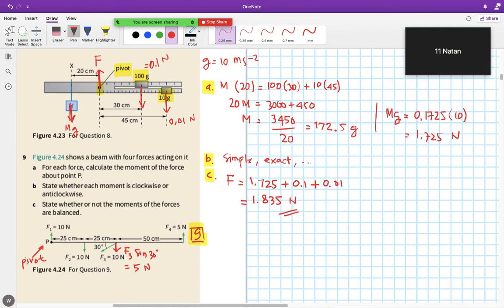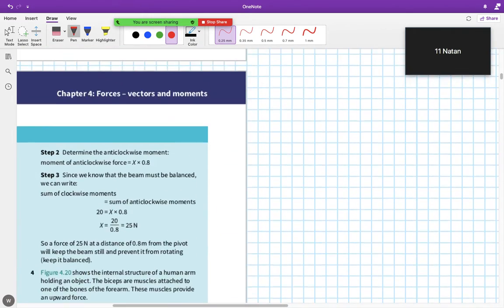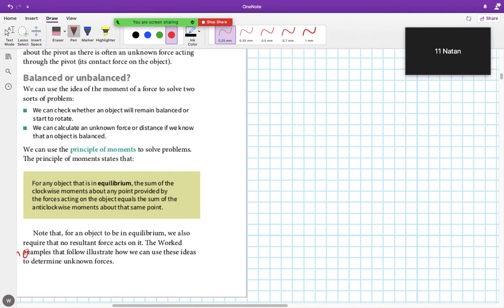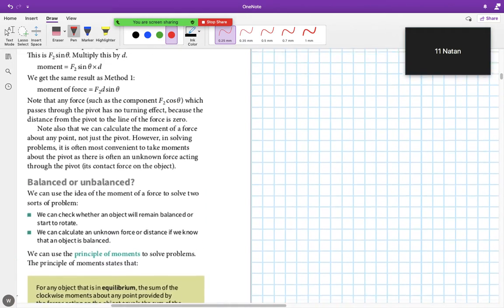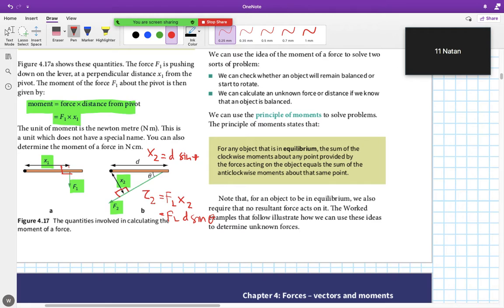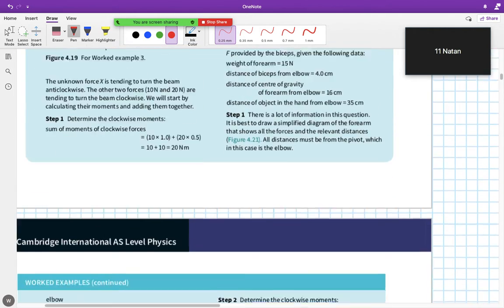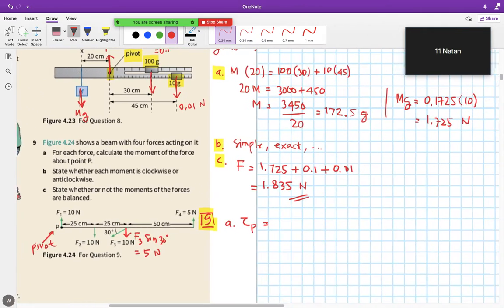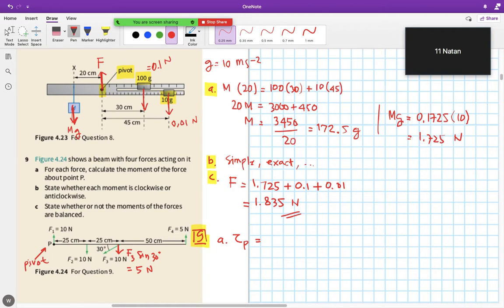So in question A, for each force, calculate the moment of the force about point P. Torque at P equals, we have clockwise and anti-clockwise. We decide that clockwise is positive and anti-clockwise is negative. For any object in equilibrium, the sum of clockwise moments equals the sum of anti-clockwise moments, so the clockwise torque is the same as the anti-clockwise torque.